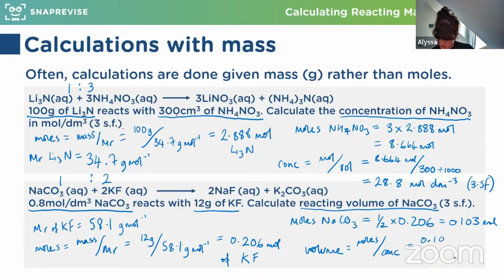0.103 moles divided by my concentration, which is 0.8 moles per decimeter cubed. I've slightly run out of space, apologies. So my volume of sodium carbonate is 0.129 decimeters cubed to 3 sig figs.